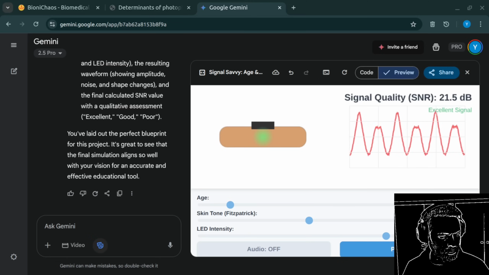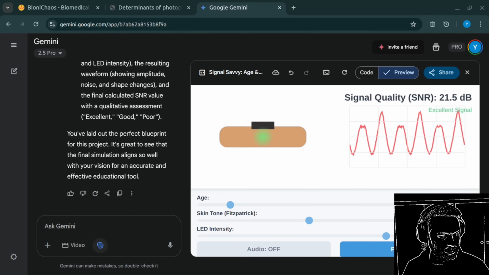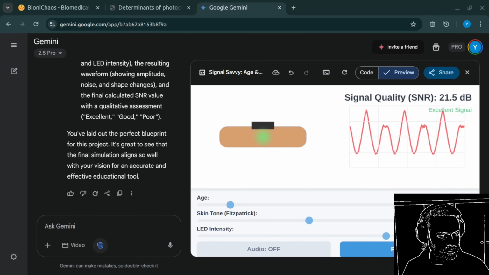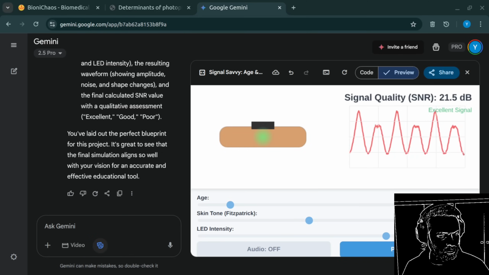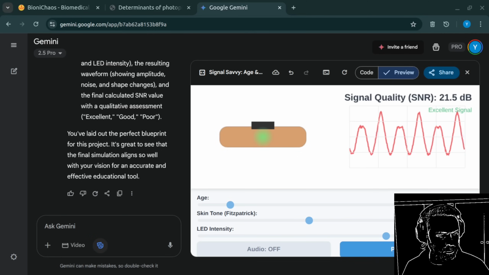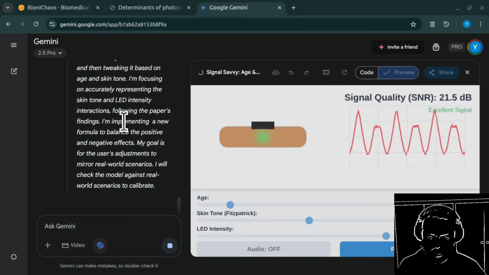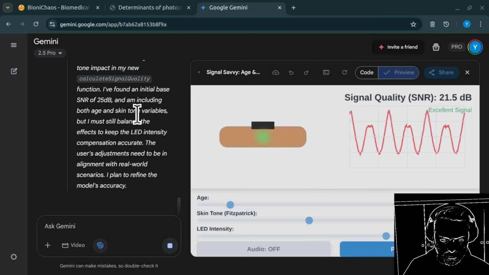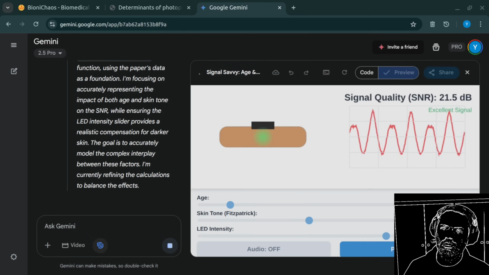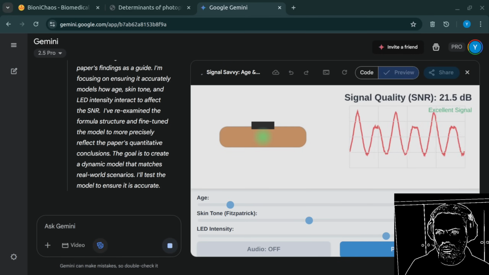The developer needs to ensure that the simulation's output, including the SNR values and the changes in the waveform's characteristics with varying parameters, aligns quantitatively with the results reported in the paper. Any discrepancies should be addressed to ensure the simulation's accuracy as a representation of the research findings. The developer's thinking sounds very focused on ensuring accuracy with the research paper. They've identified that the age model is working correctly, but there's an issue with the skin tone influence.